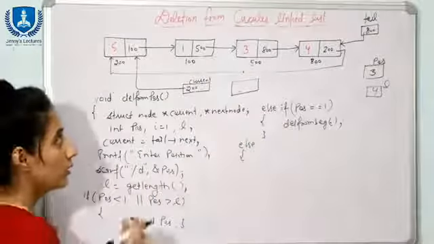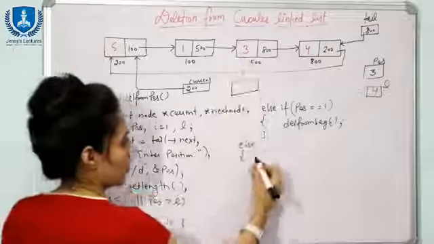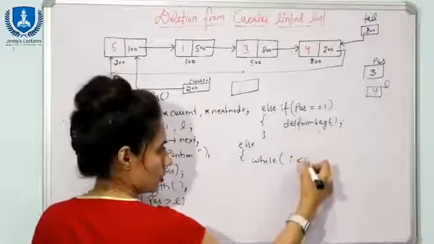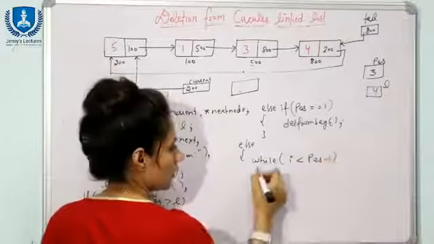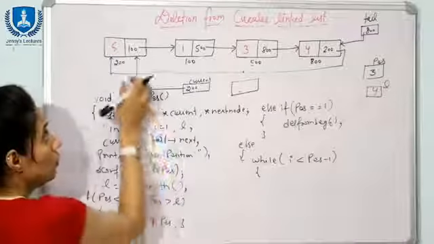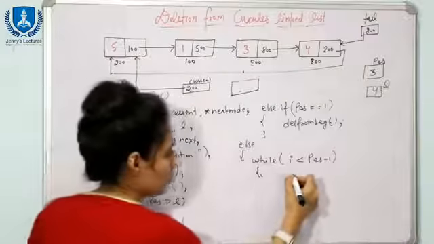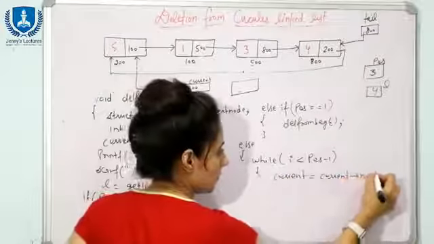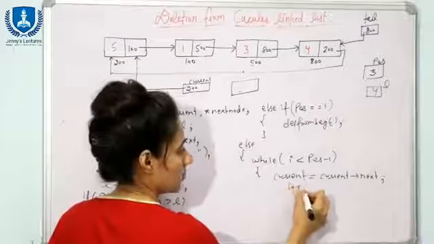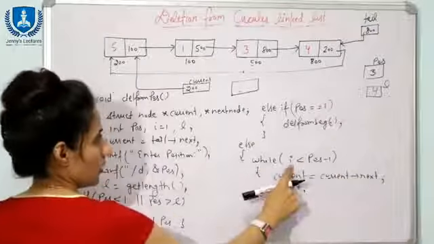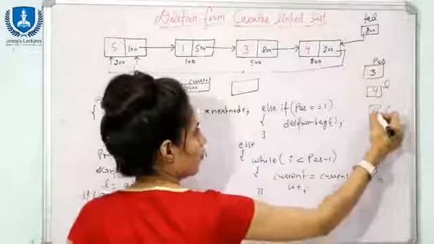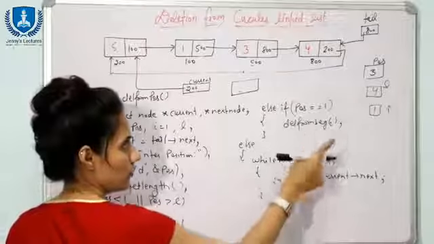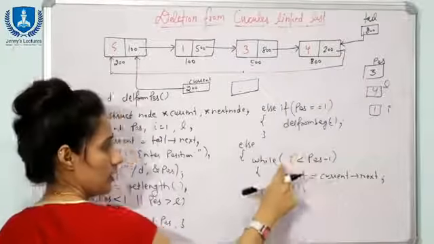Else, if position is valid and position is not 1, suppose position is 3, in that case what will you do? See, now we will traverse the list. Here you will write while I is less than position minus 1, current is equal to current next. We are going to move our current pointer, and I plus plus. Now see the working of this while loop. At starting I value is 1. 1 is less than position minus 1. Position is 3, 3 minus 1 is 2. 1 is less than 2. Yes, we will enter into this loop.